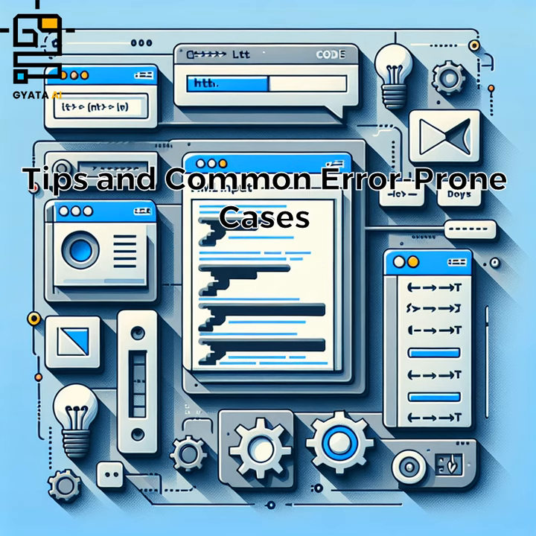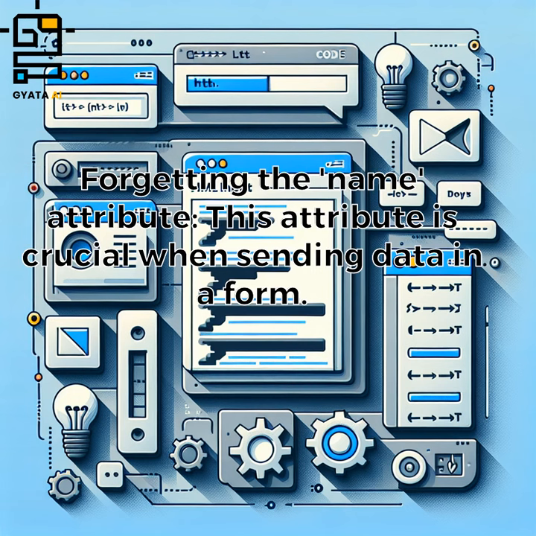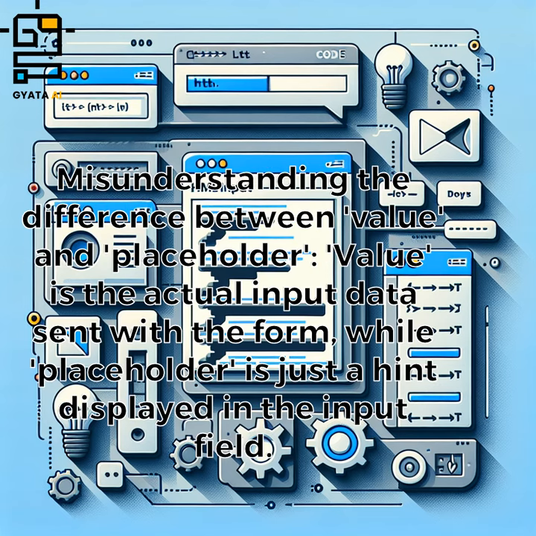Tips and common error-prone cases. Forgetting the name attribute. This attribute is crucial when sending data in a form. Misunderstanding the difference between value and placeholder.